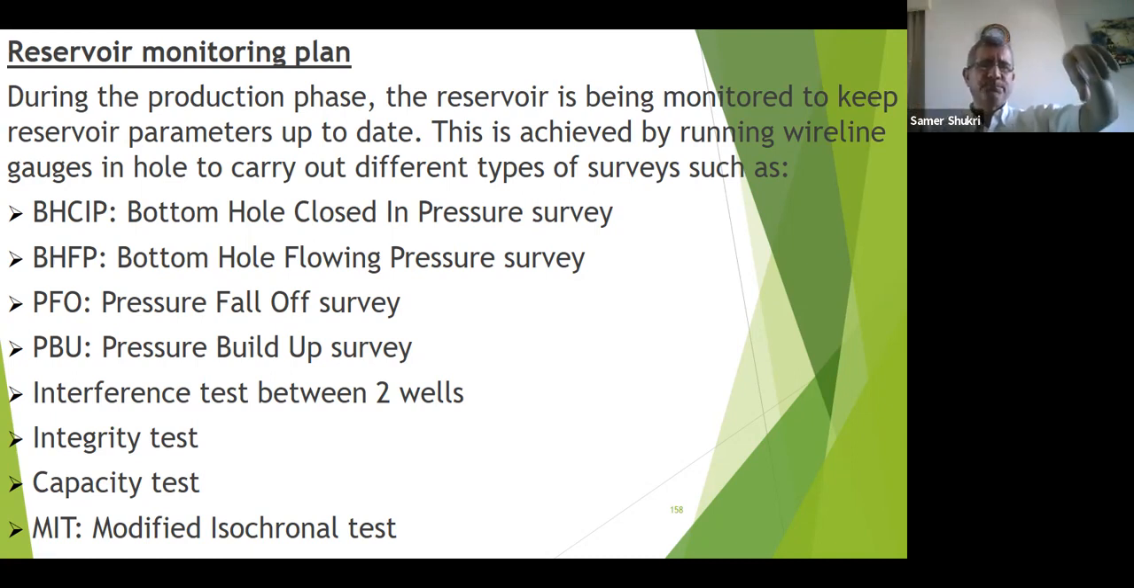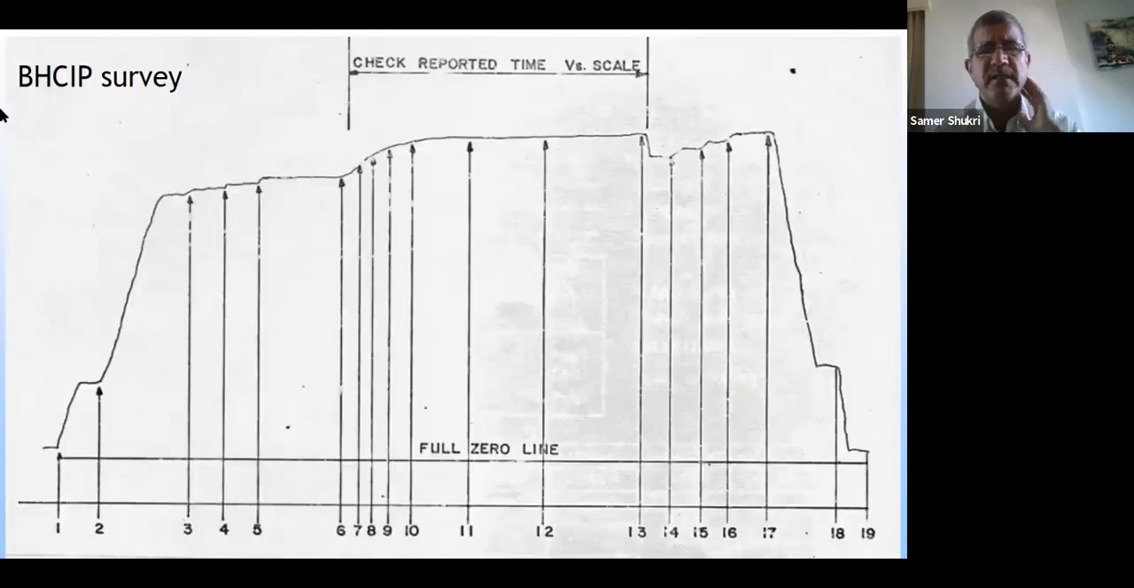So we inject here and produce here, set a gauge here and a gauge here, and then we can analyze the data from both gauges. Integrity test also, capacity test, modified isochronal test for gas producer or gas injector. You see, this is an example for bottom hole closed-in pressure survey.